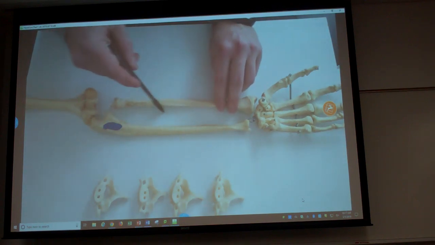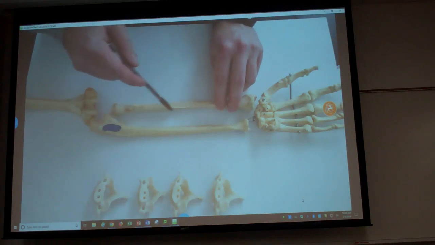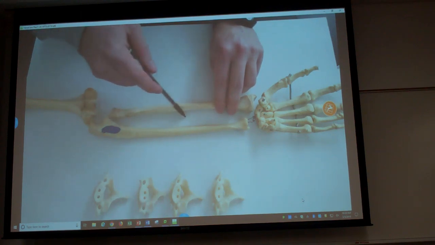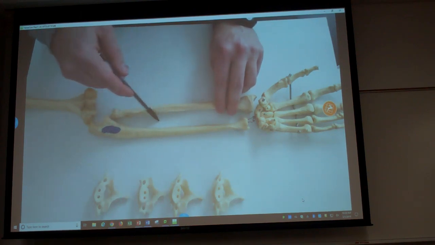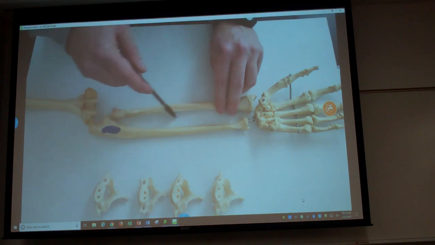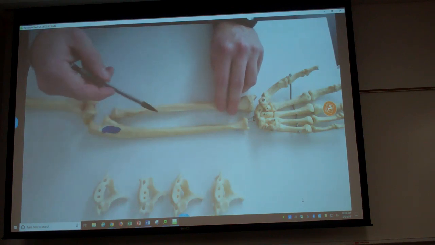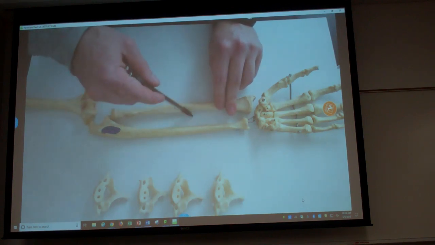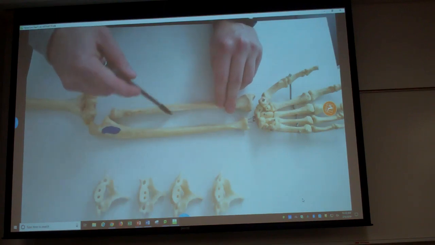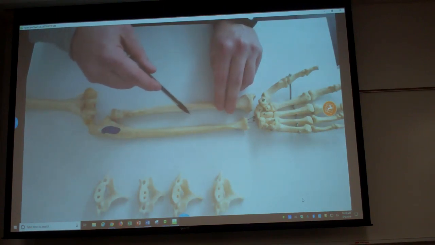Going down here, we've got a little bit of a raised sharp edge. We call this the interosseous border, or you can call it the interosseous margin. Essentially, between the radius and the ulna, there's connective tissue.